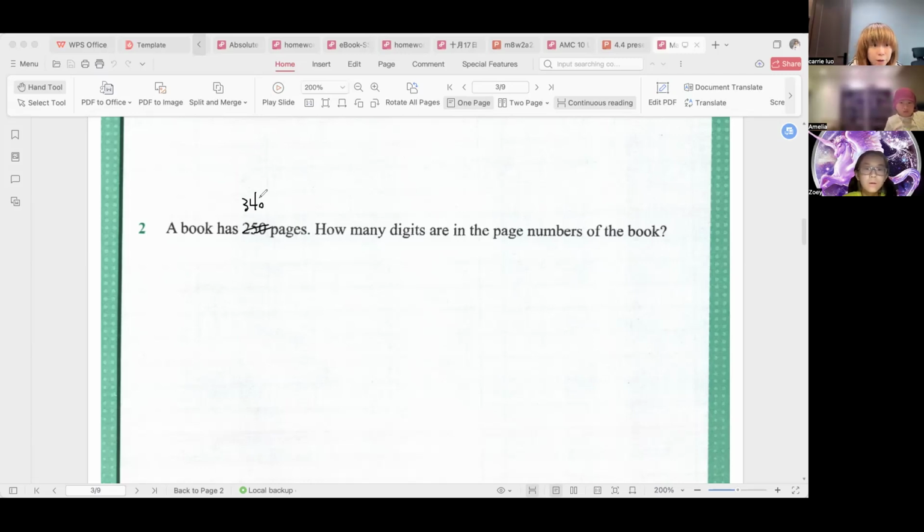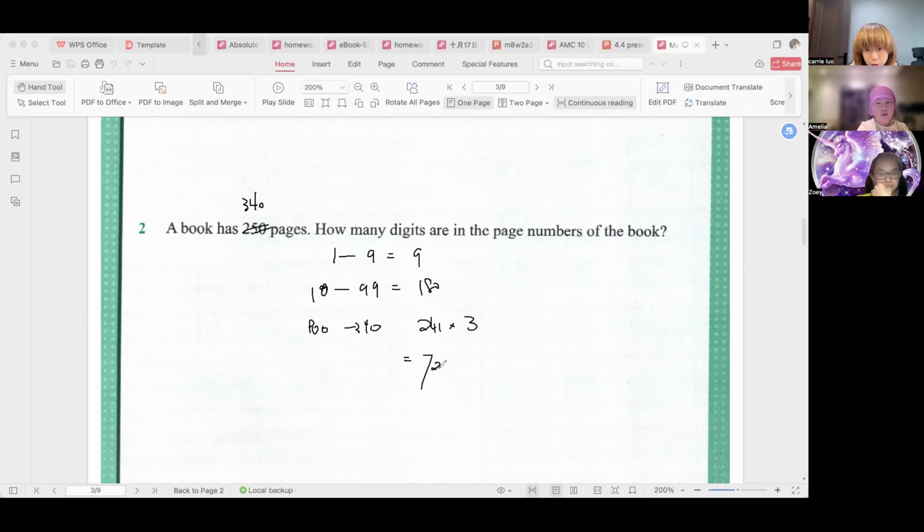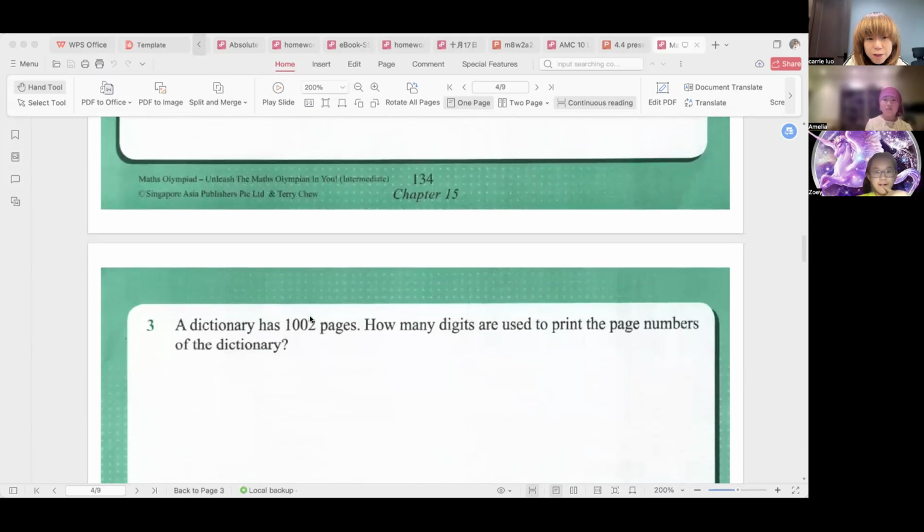So you finished, very good. Amelia also finished, okay? Okay, let's take a look at this one. 1 to 9, 9 digits. 10 to 99, 180, right? 100 to 340 is 241 numbers, but you need to times 3. So the answer is 723. So 189 plus 723 is 912. Very good. Both of you get it right. Finally. Okay, good job.